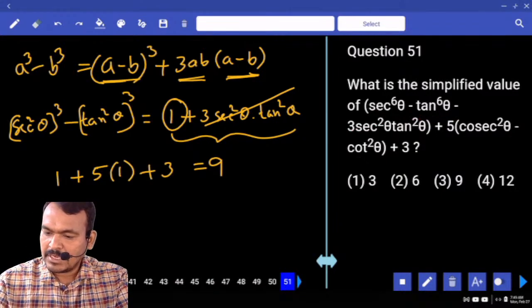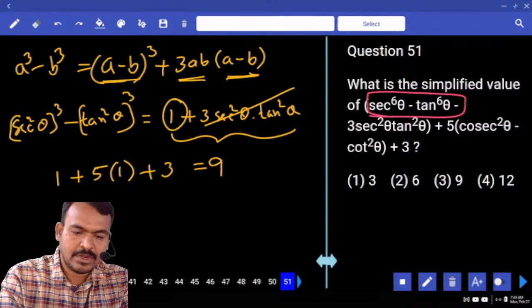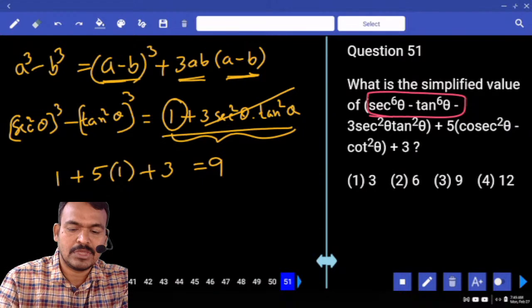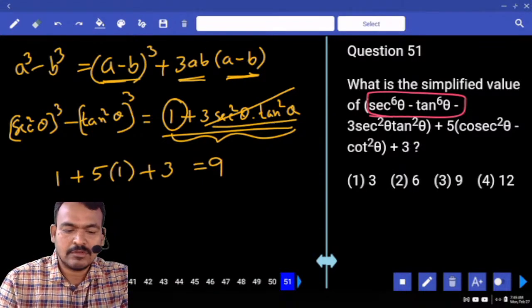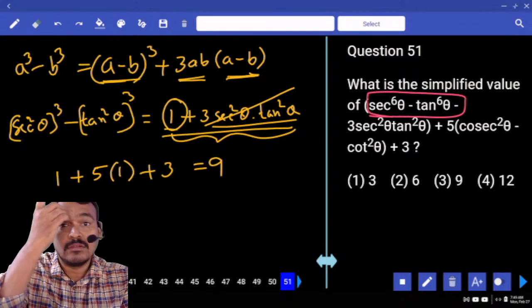In place of sec^6 θ − tan^6 θ, we write 1 plus 3 sec²θ tan²θ. The negative value and positive value are cancelled. What is remaining? 1.